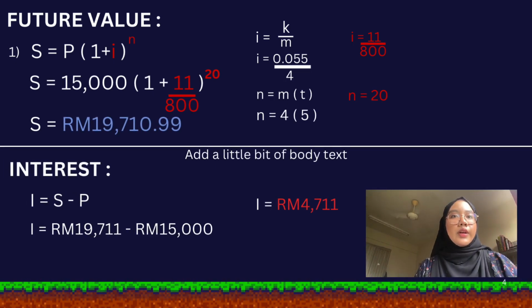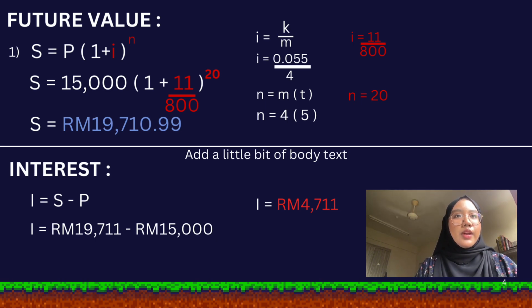So, how to find the answer for question 1? For question 1, we are asked to find the S. From that, we know that we have to use the formula S equal to P(1 + i)^n. The first step is to write down all the information to make it easier to find the answer. We can find the P, the rate, and the value of the compounded quarterly.